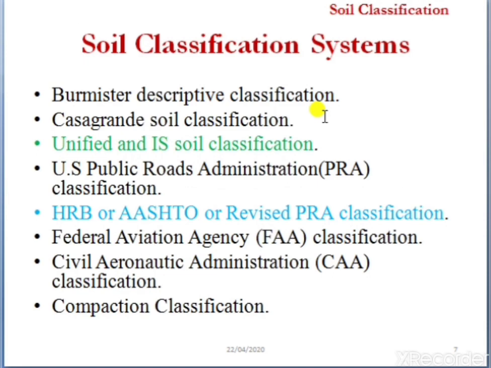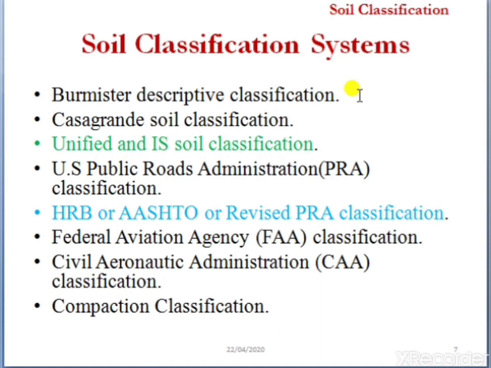Now next coming to the classification system of the soil. So here the soil is classified under different systems. Firstly, the soil is classified based on Burmister descriptive classification. Second one is Casagrande soil classification. Then Unified and IS soil classification. US Public Roads Administration classification.